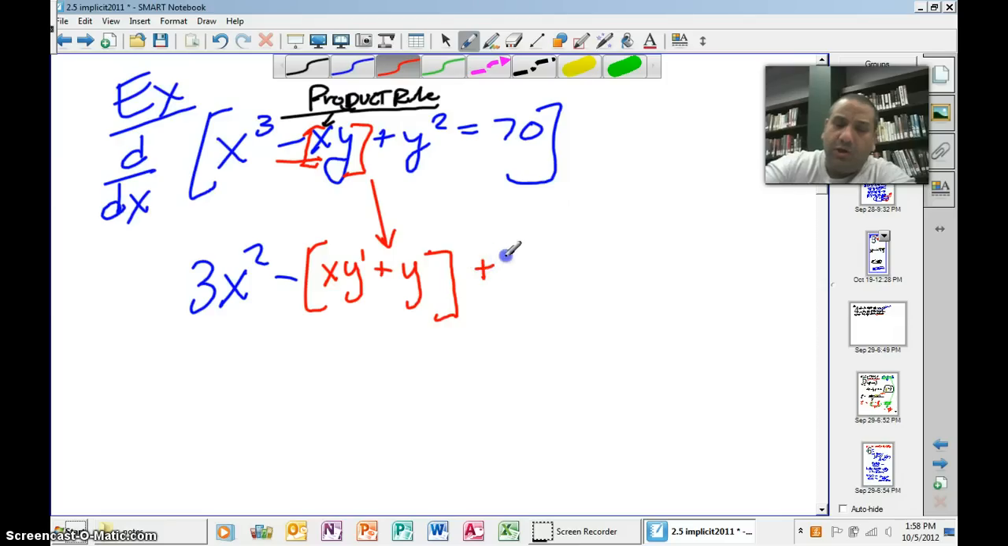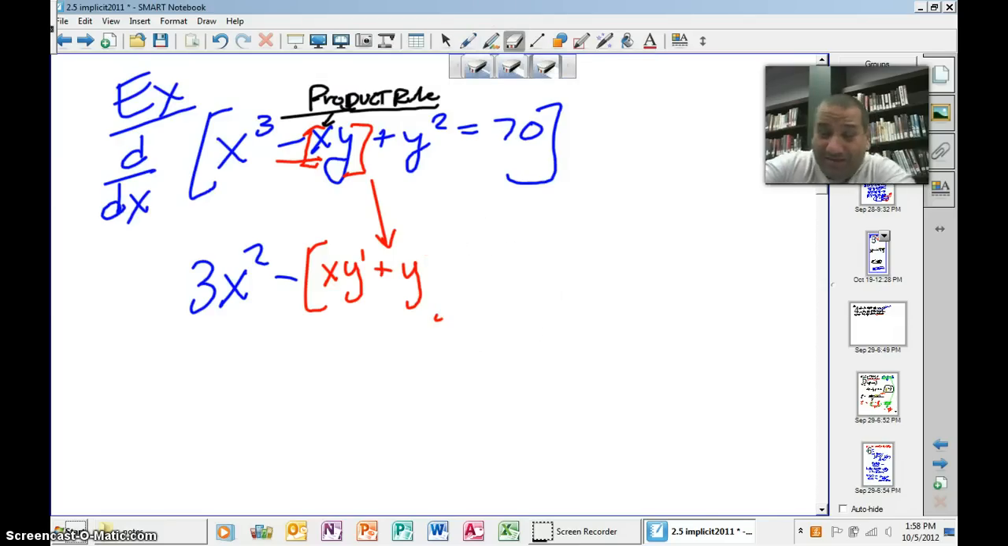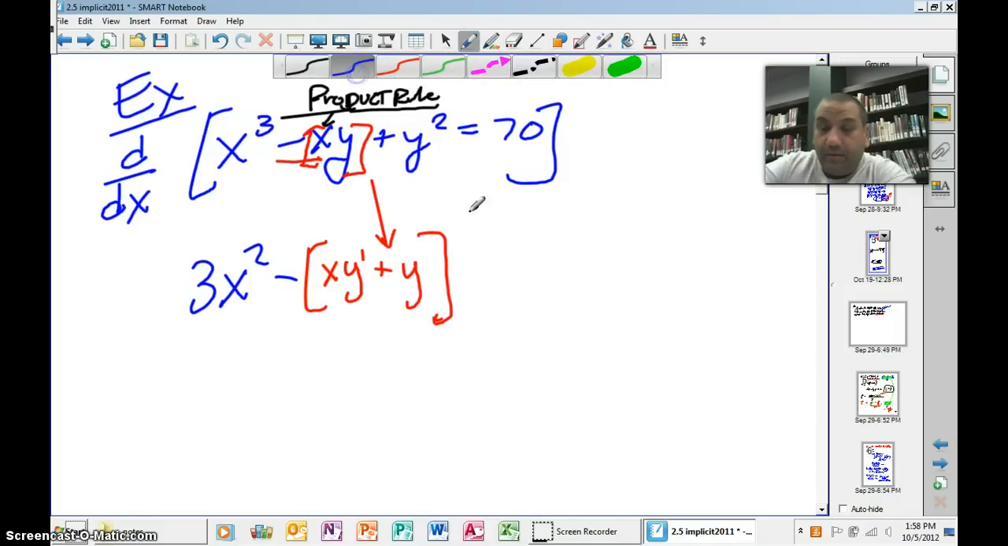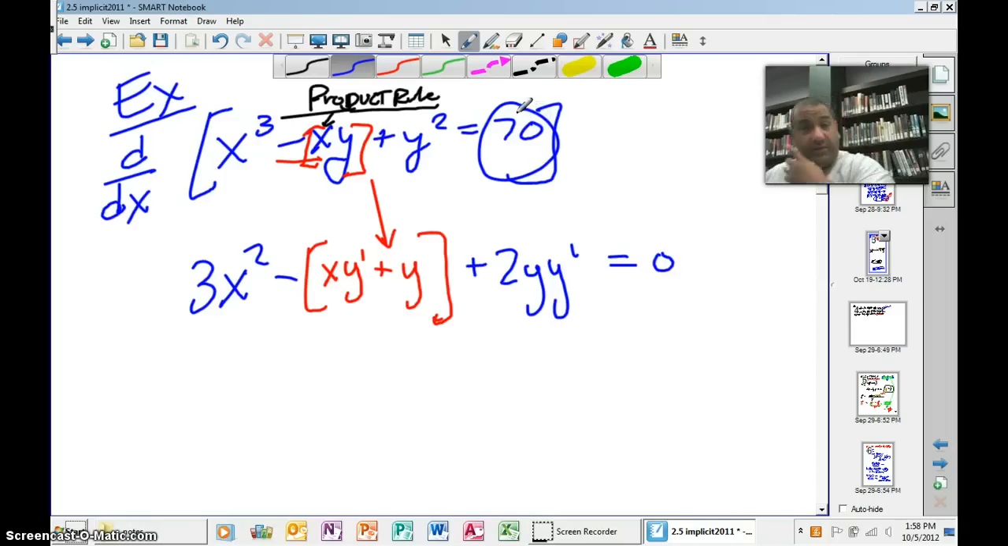Then plus, I want to get the red out. No, that was too big. Oh, no, I'm melting. All right, here we go. Then plus 2y y prime, equals 0. Remember, derivative of a number is 0.